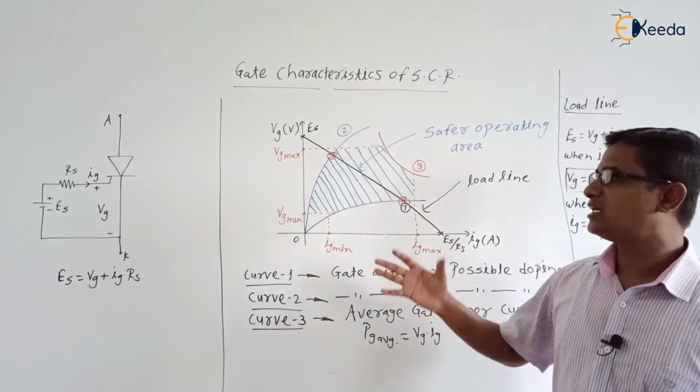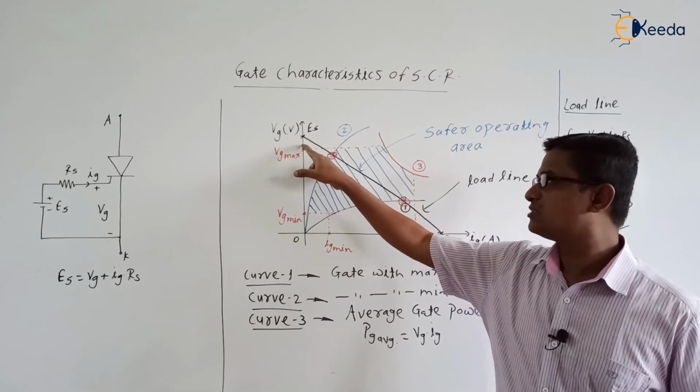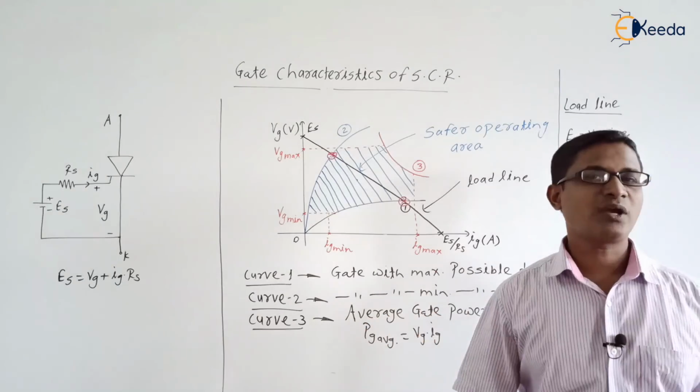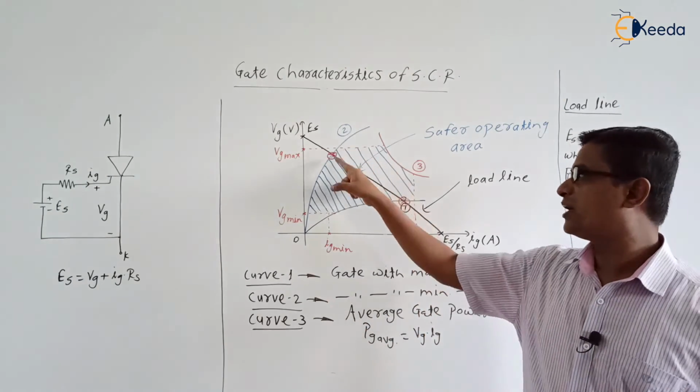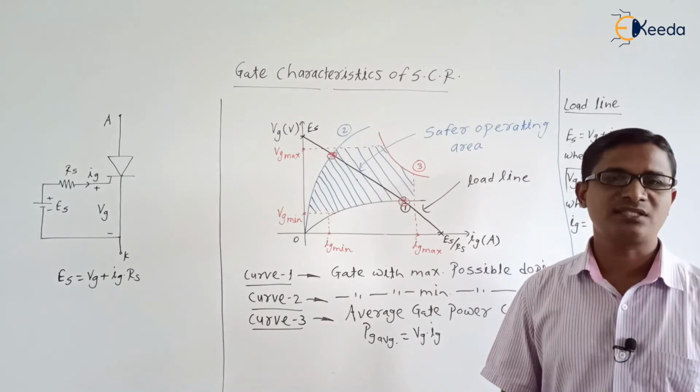Depending on Es and Rs, suppose we reduce Es, then the line will be shifted like this, so the slope will be changing. Accordingly, the operating points will be changing. So this is about the gate characteristic of the SCR.